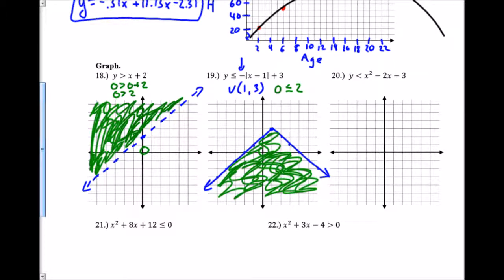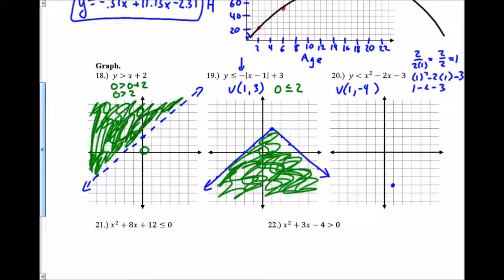Okay. For this last one, I'm graphing this quadratic. So again, I need the vertex here. So I do the opposite of B over 2 times A, which is 2 over 2, which is 1. That's the x value for my vertex. I plug that back in to get the y value, 1 squared minus 2 times 1 minus 3. That's 1 minus 2 minus 3, which is a negative 4. So I've got 1, negative 4.